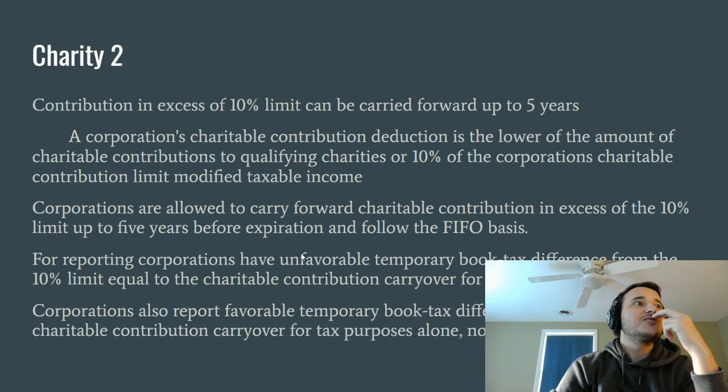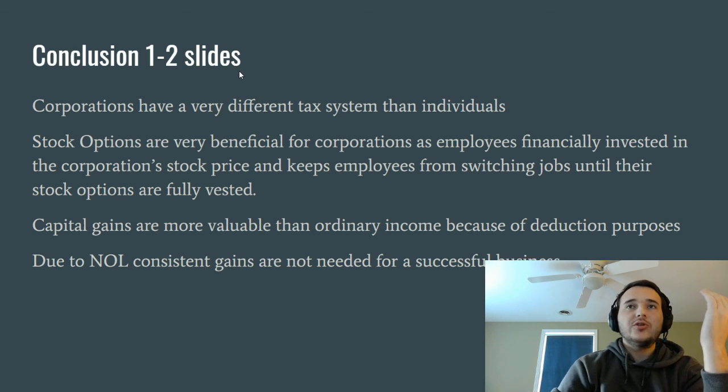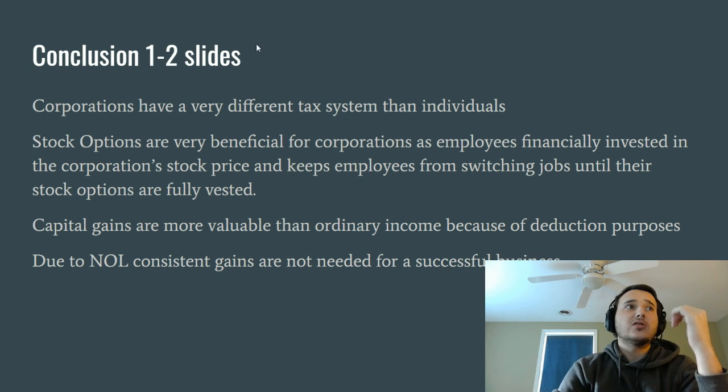Corporations will be allowed to carry forward this contribution in excess of the 10%, and will follow the FIFO basis. In this presentation, I think you've learned that corporations have a very different tax system than the individual. Stock options are very beneficial for corporations as employees become financially invested and tied down to the job for a longer period of time. And capital gains are more valuable than ordinary income for deduction reasons. And due to NOLs, consistent gains are not needed for a successful business.